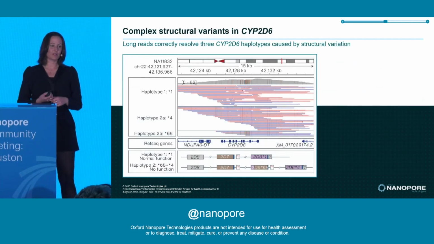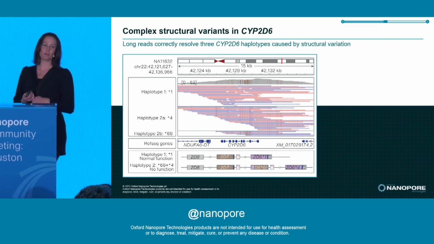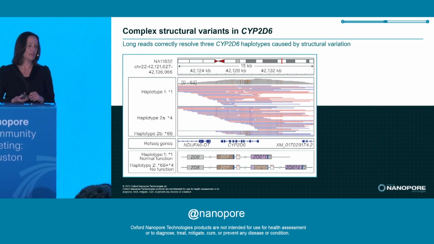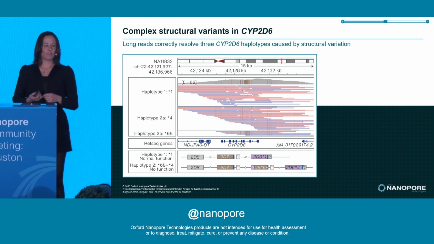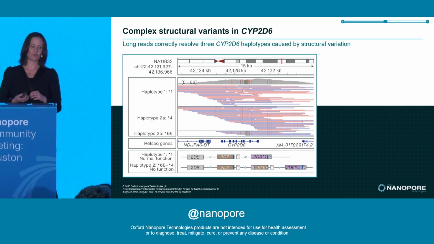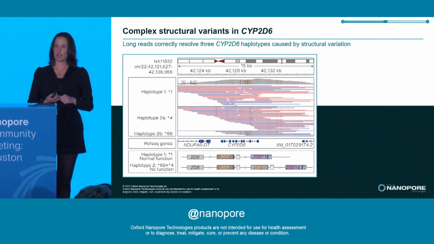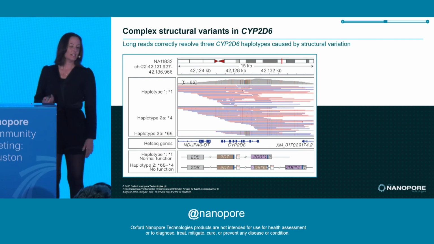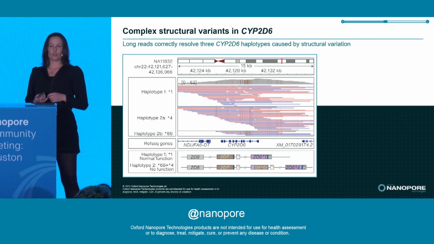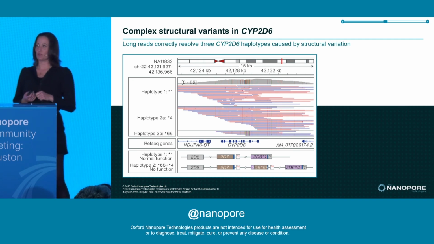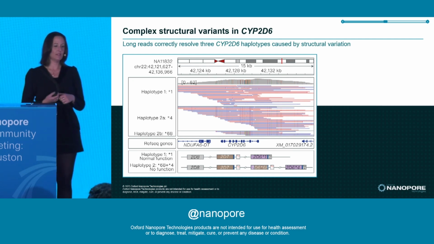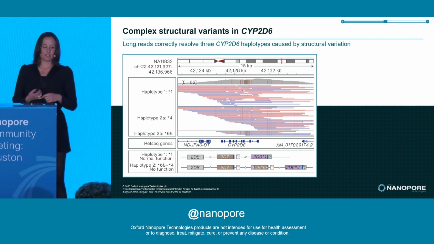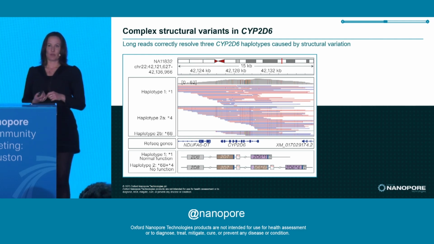The next gene that I'm going to talk about is also one of the pharmacogenes, CYP2D6. So here we've sequenced a sample that has one haplotype that's the reference type, and then one that has some structural variation and some copy number variation. With short reads, you would see some coverage differences here, and you would probably be able to infer that you had more than one copy, but you wouldn't be able to get the base space and breakpoint information that we can get with long reads.